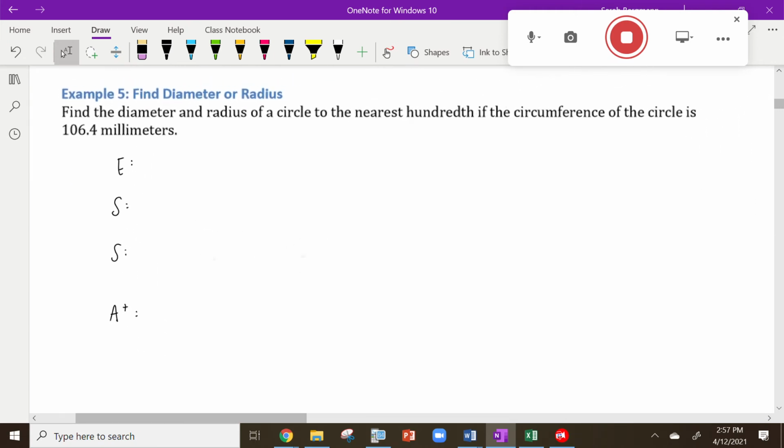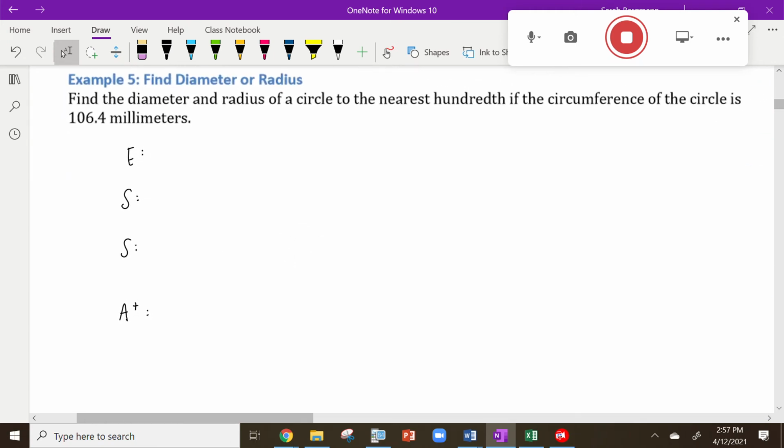Let's do another practice problem together. This time, I will give you the circumference and you need to find the diameter or the radius, or maybe sometimes both. This says find the diameter and the radius of a circle to the nearest hundredth if the circumference of the circle is 106.4 millimeters.